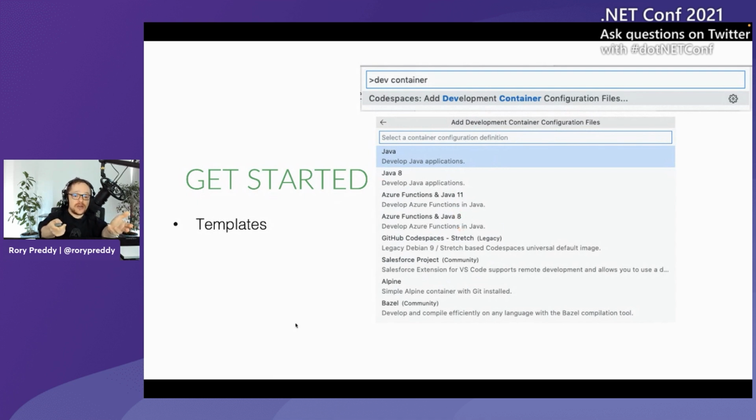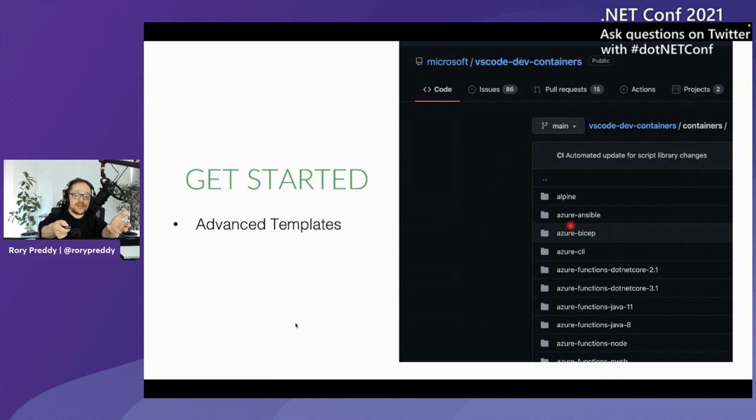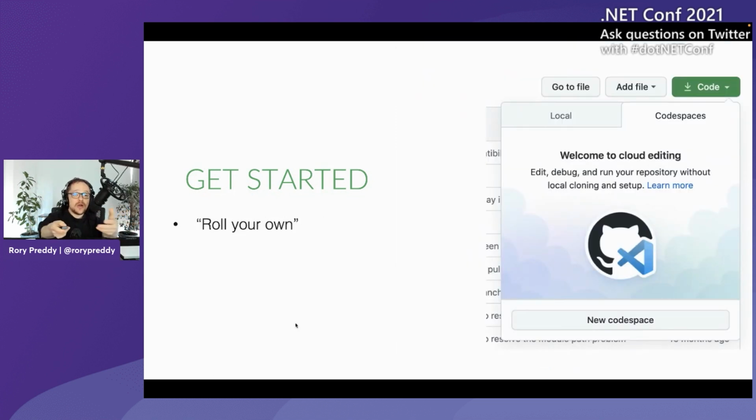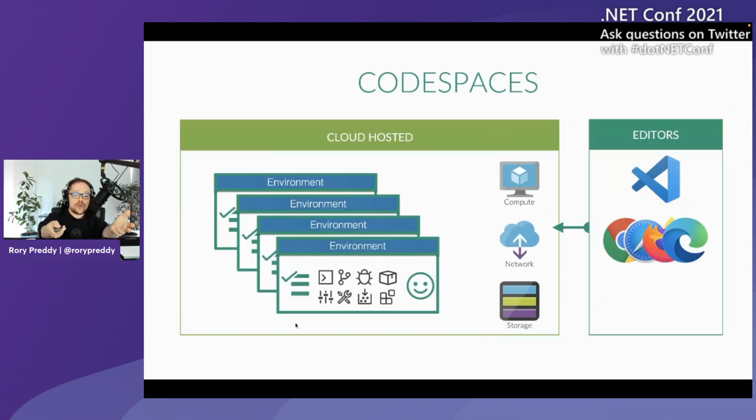There's hundreds there. You can also use the advanced templates, and these are really nice templates for specific purposes, so Azure or other clouds, or Docker Compose. Or you can roll your own. You can start straight off from your repository. You have that drop-down code there, and you can just say new Codespace. So those are all the ways that you can do it.